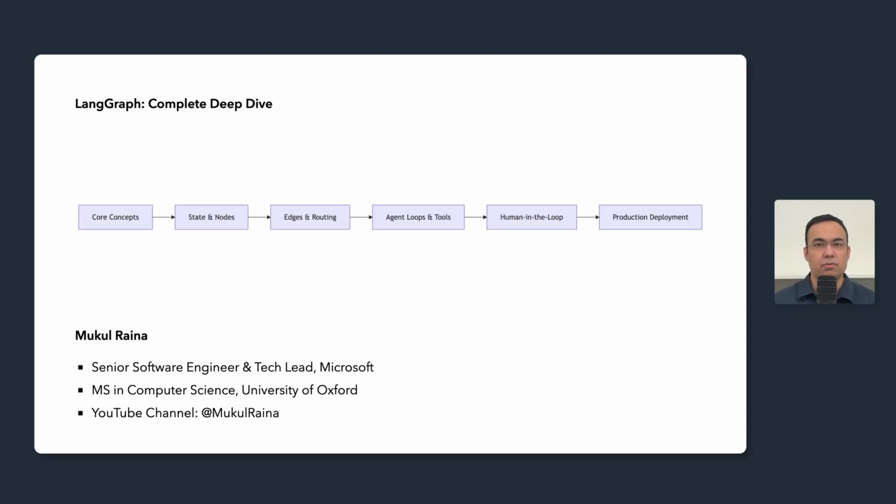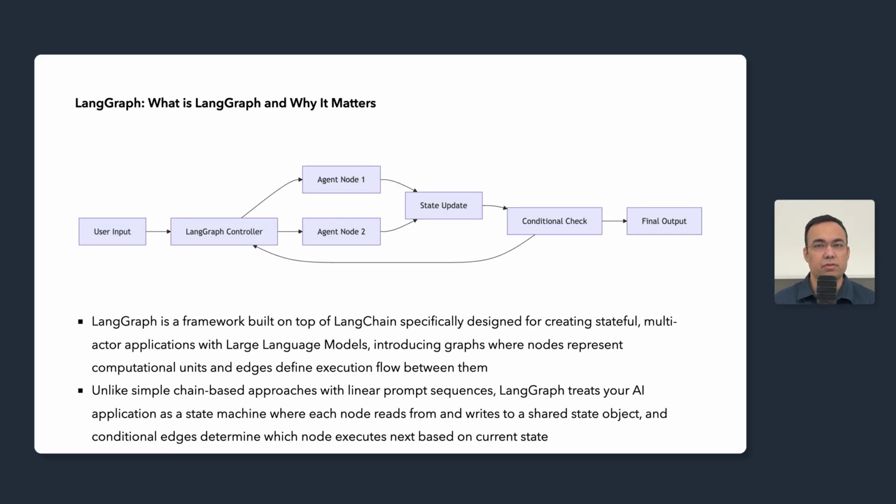Let's talk about LangGraph and more specifically how to build stateful AI agents that can actually handle production workloads. LangGraph is a framework that sits on top of LangChain and is specifically designed for creating what we call stateful multi-actor applications with large language models. Now the key word here is stateful. Unlike simple chain-based approaches where you just execute a linear sequence of prompts one after another, LangGraph introduces the concept of graphs. In these graphs, nodes represent computational units and edges define how execution flows between these nodes.